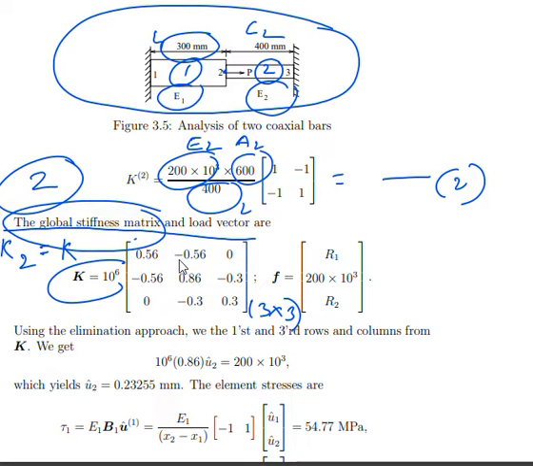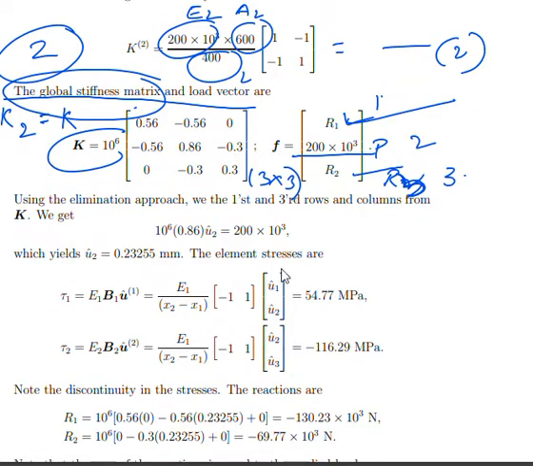Here again the force vector: both ends are fixed, so at node 1 there will be a reaction force, at node 2 there will be P, and at node 3 again there will be a reaction force. So you can say this is R1, this is P, and this is R3, because node 1 and node 3 have reaction supports.